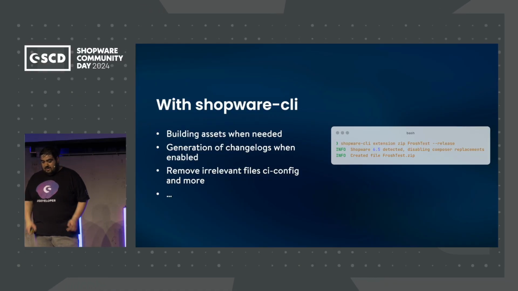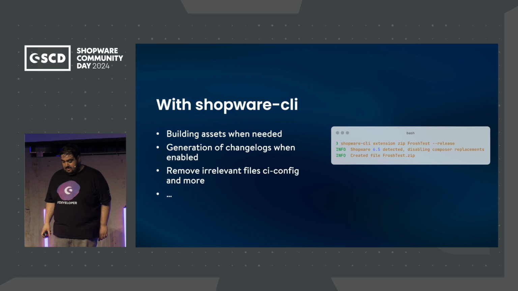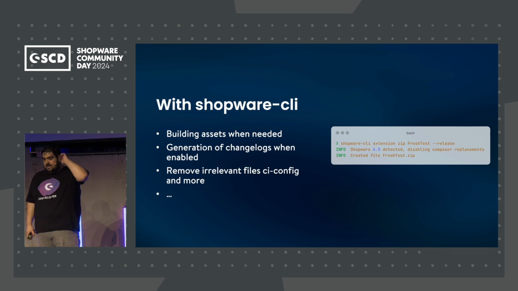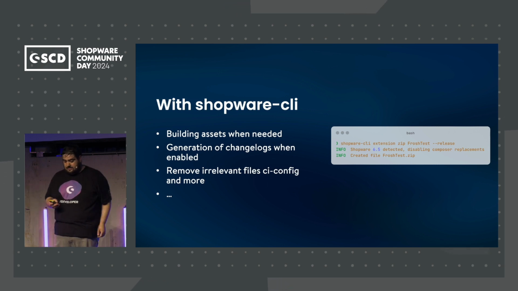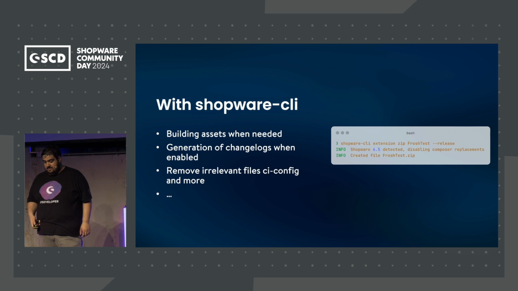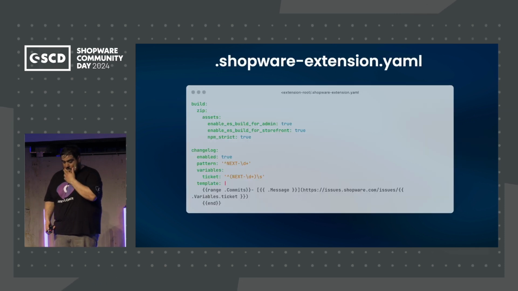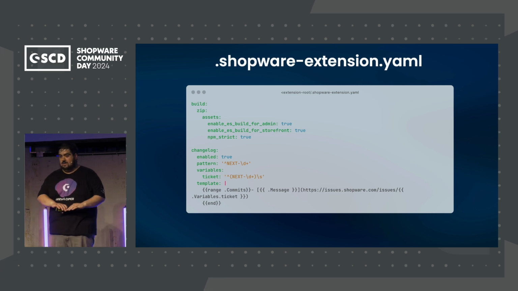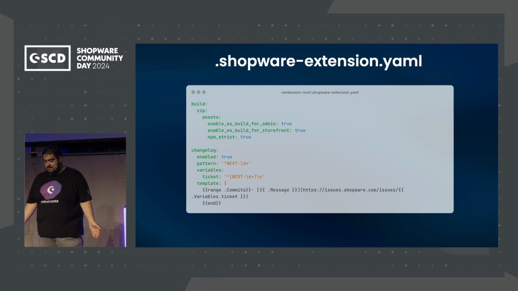And also trigger the generation of changelogs. And of course, we delete unnecessary files like GitHub Actions, tests. Nobody cares about that in production. And of course, we build assets. And of course, this is completely configurable because every extension is different.